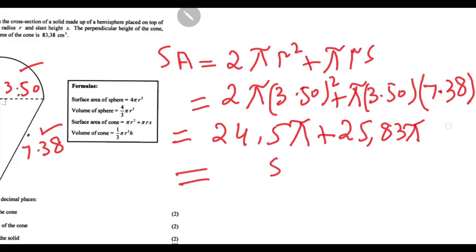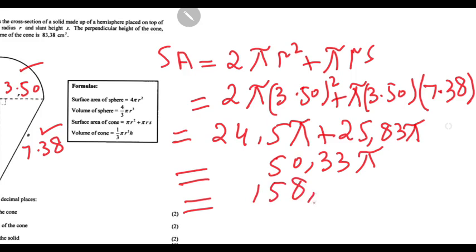Further simplified, this becomes 50.33 pi. Now I can open up the pi. The answer is going to be 158.12 centimeters squared. This is my final answer.